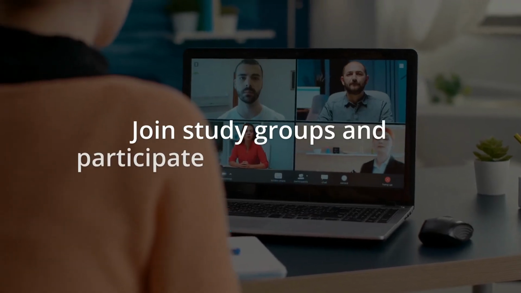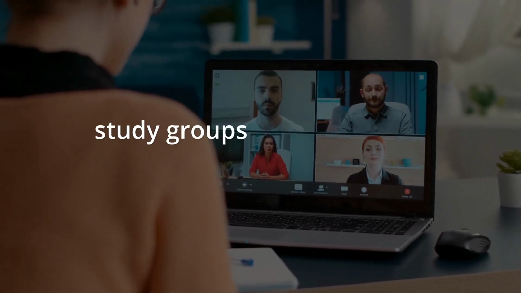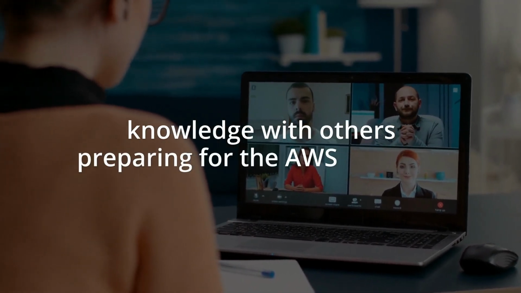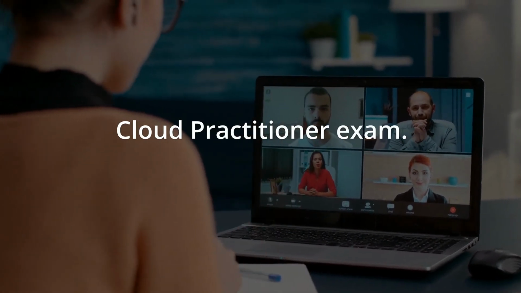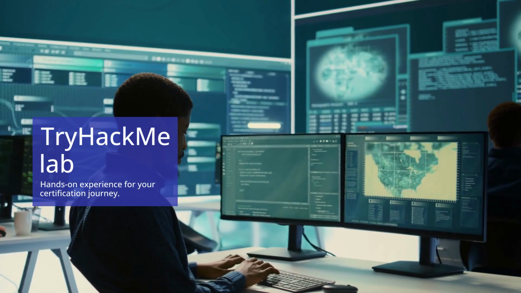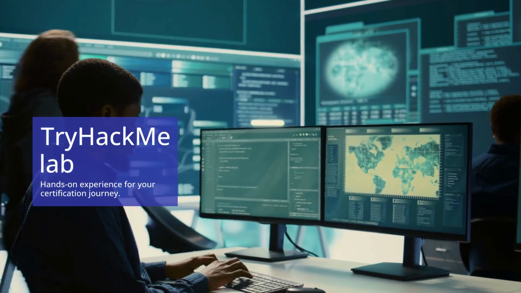Join study groups. Participate in online forums and study groups where you can ask questions and share knowledge with others preparing for the AWS Certified Cloud Practitioner exam. Take practice exams. Use practice exams to test your knowledge and get accustomed to the question formats you'll encounter in the actual exam.